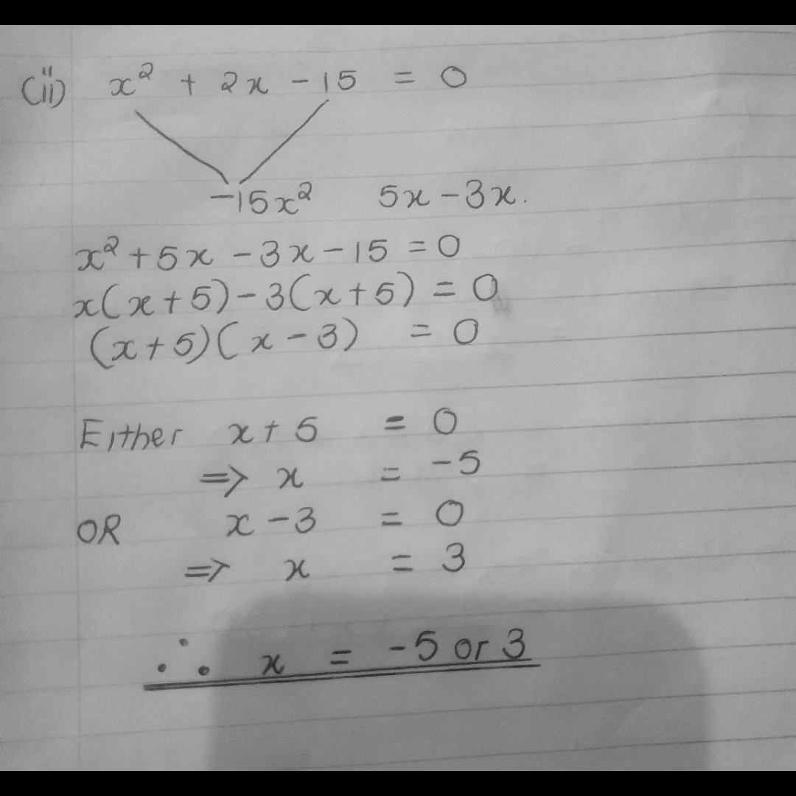For the first group, we now have x times x plus 5. For the second group, we are now having minus 3 times x plus 5. So if we factorize, we are going to have x plus 5 times x minus 3 is equal to 0. And then we say either x plus 5 is equal to 0, it implies that x is equal to negative 5, or x minus 3 is equal to 0, it implies that x is equal to 3. Therefore, our x is going to be either minus 5 or 3.